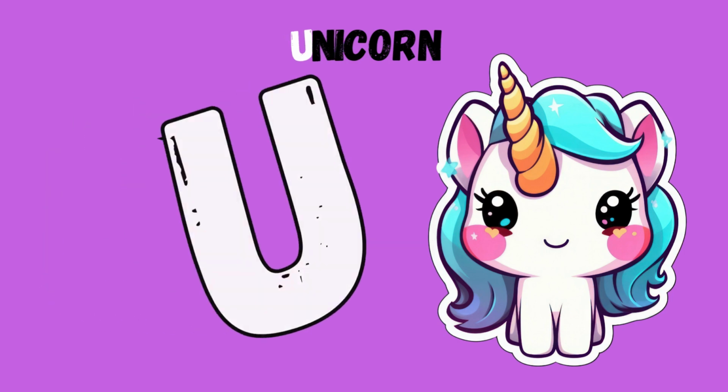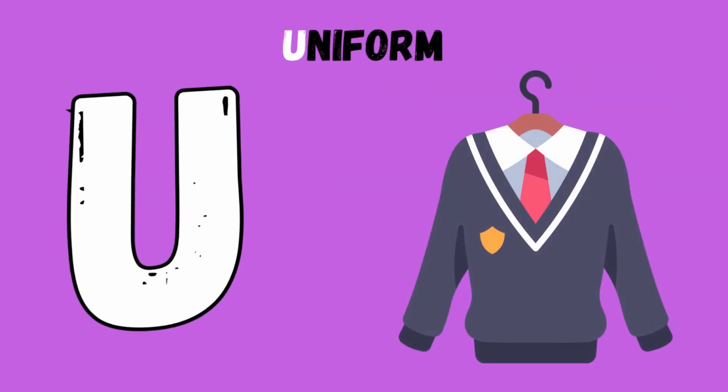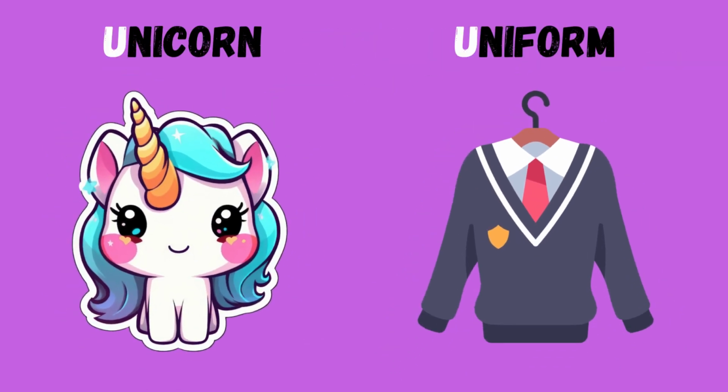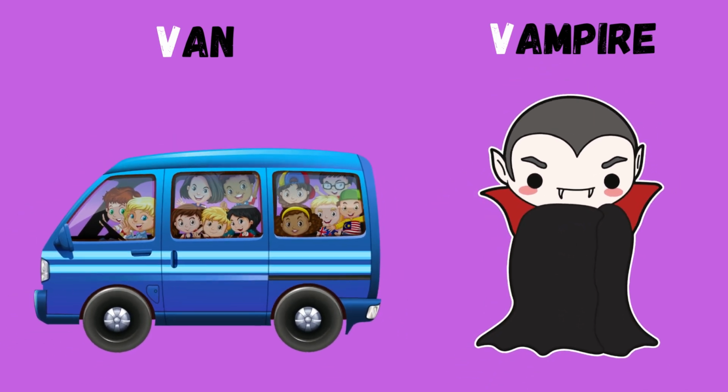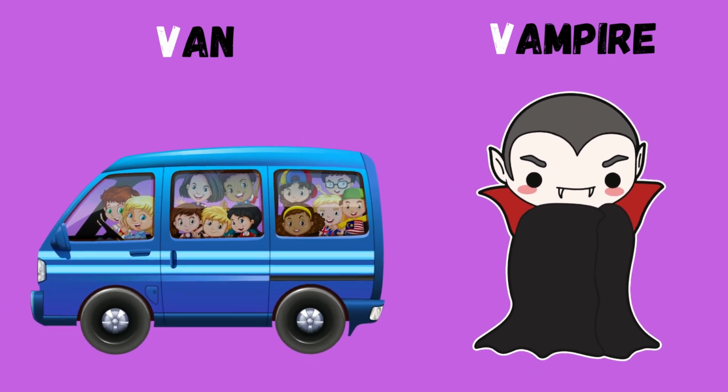U is for unicorn. U is for uniform. Unicorn, uniform. U, u, u. V is for van. V is for vampire. Van, vampire. V, v, v.